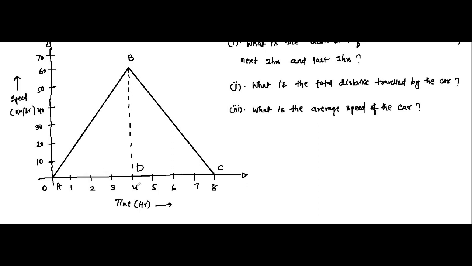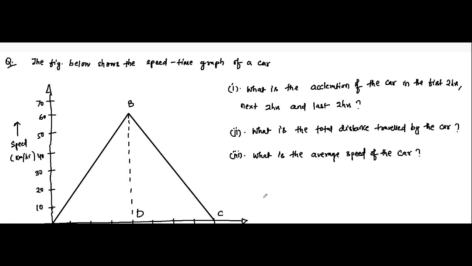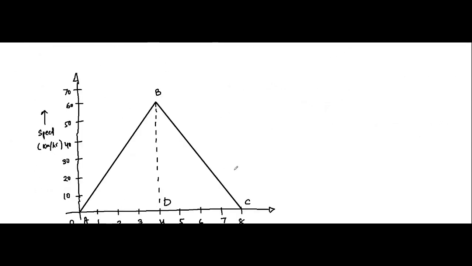hours, that is from 0 to 2 and then from 2 to 4, and in the last 2 hours, that is from 6 to 8. Then the total distance traveled by the car and the average speed of the car. Okay, so I have copied this figure here.